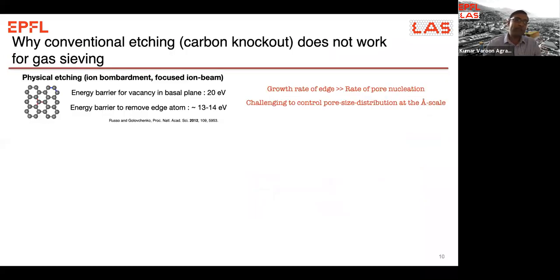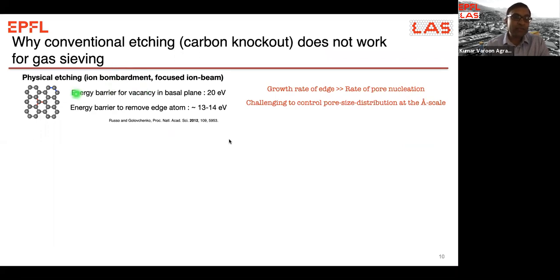So what are the conventional methods that have been used so far for making pores in graphene? Just to quickly review that. When I started my group here at EPFL in 2016, physical etching methods were quite popular to make pores. And these were being adopted to form graphene-based transport devices, membranes.